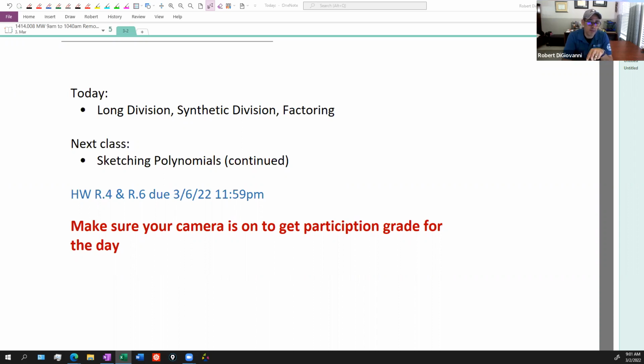As we were sketching polynomials, we ran into a problem, I'll show it to you in a second, where we didn't know how to factor something. So what we need to do here is stop and take a look at this new way of factoring using this thing called synthetic division. Once we establish this new technique, we'll go back to sketching the polynomials.